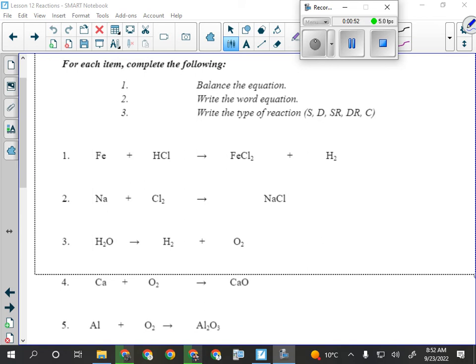It's a single replacement reaction. Iron is an element. It's reacting with hydrogen chloride. Hydrogen is listed first, so this is behaving as a metal. That makes that an ionic compound. So we are definitely looking at a single replacement reaction.